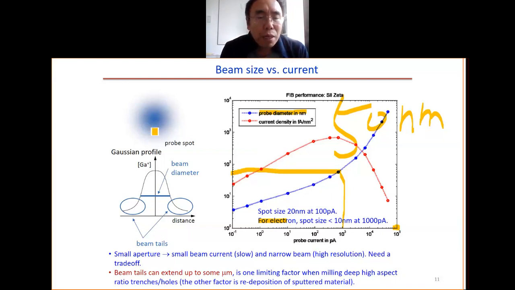So this is the beam profile, and this is the beam diameter. This shape is a Gaussian beam. So what matters when you want to make very deep structures? The beam tails are important. You have beam even beyond the beam diameter, and those tails will remove a significant amount of material, making a narrow trench or narrow holes.